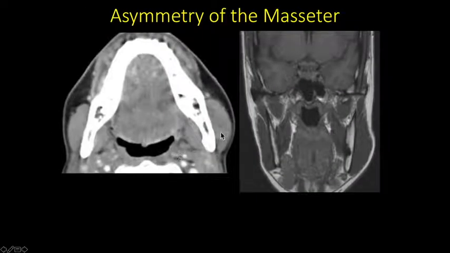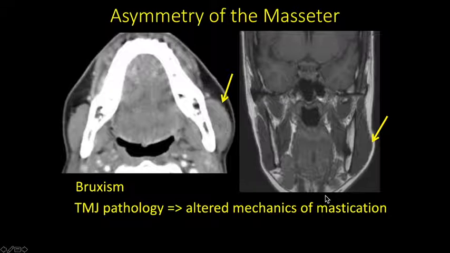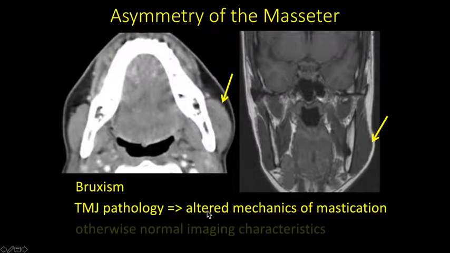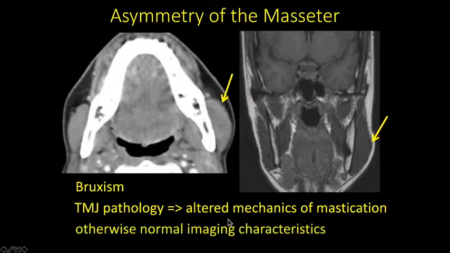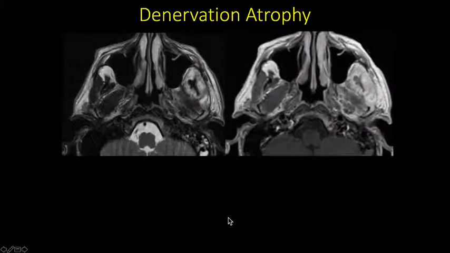Asymmetry of the masseter is fairly common. You see the patient's left masseter is enlarged on the CT. This is a different patient, also their left masseter enlarged on the non-con T1. This can be seen in patients who grind their teeth at night, so-called bruxism, or altered mechanics of chewing because of TMJ pathology. The important thing is that it otherwise looks just like normal muscle tissue. It's just bigger.